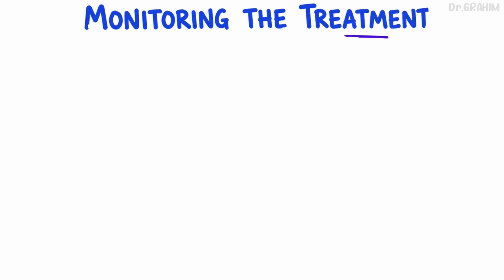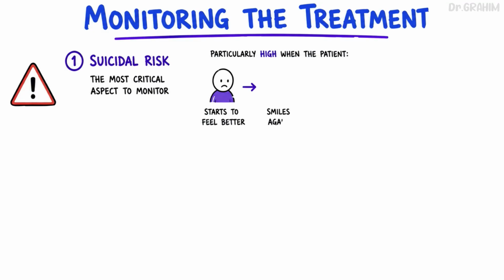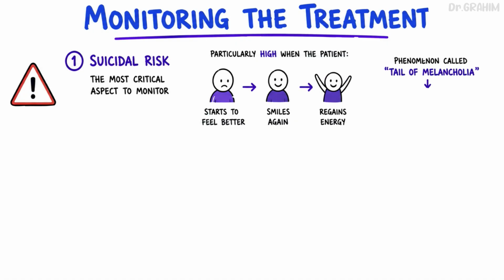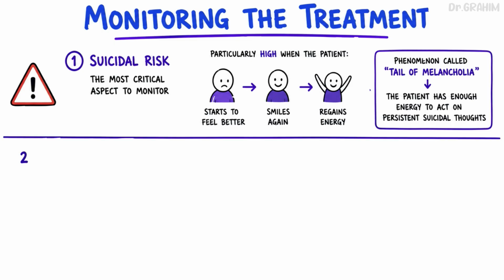One of the most critical aspects to monitor is suicidal risk. This risk is particularly high when the patient starts to feel better, smiles again, and regains energy. This phenomenon, called the tail of melancholia, occurs because the patient now has enough energy to act on persistent suicidal thoughts. Side effects of antidepressants must also be considered.